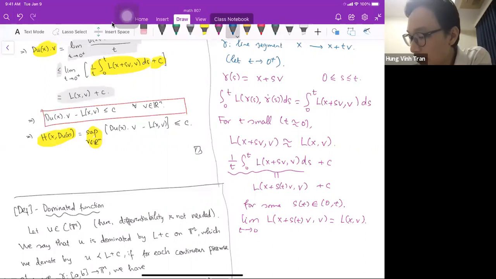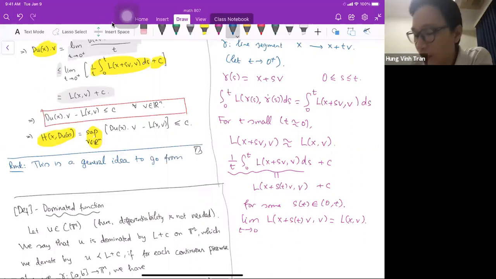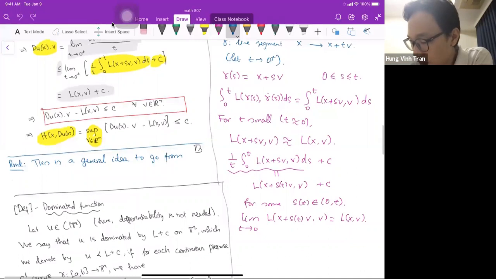Another remark I want to make here is that this is a general idea to go from the action functional to the PDE framework. Sometimes in optimal control, people say that this is the dynamic programming principle, or dynamic programming principle.